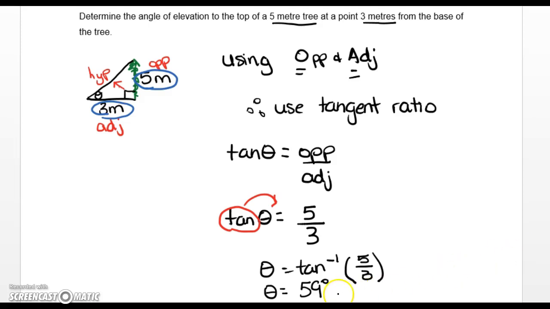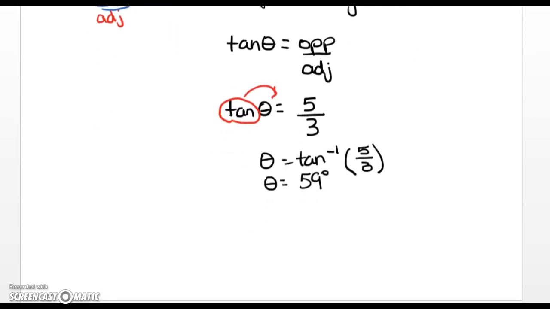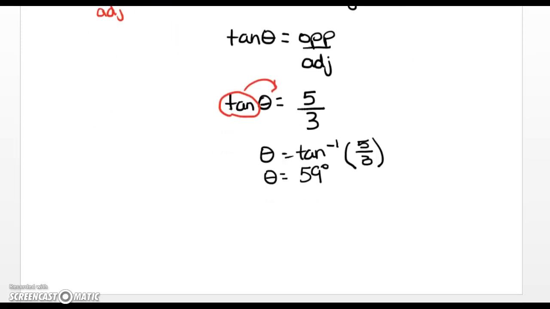So in this case here, our angle of elevation is 59 degrees, and we're going to finish that off with a sentence. So you could say the angle of elevation is 59 degrees.